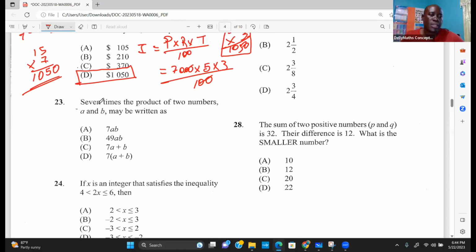All right, let's go. 7 times the product of 2 numbers, A and B, may be written as. So the key thing is 7 times the product of A and B. Products means to multiply. That's AB. 7 times that, times 7. You're just looking for that, and the answer is right there. Very straightforward.